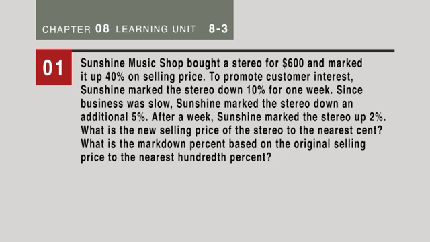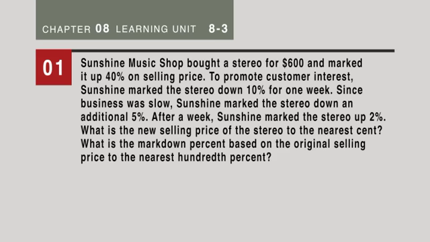Sunshine Music Shop bought a stereo for $600 and marked it up 40% on selling price. Make note of that. To promote customer interest, Sunshine marked the stereo down 10% for 1 week. Since business was slow, Sunshine marked the stereo down an additional 5%. After a week, Sunshine marked the stereo up 2%. What's the new selling price of the stereo to the nearest cent? What's the markup percent based on the original selling price to the nearest 100%?